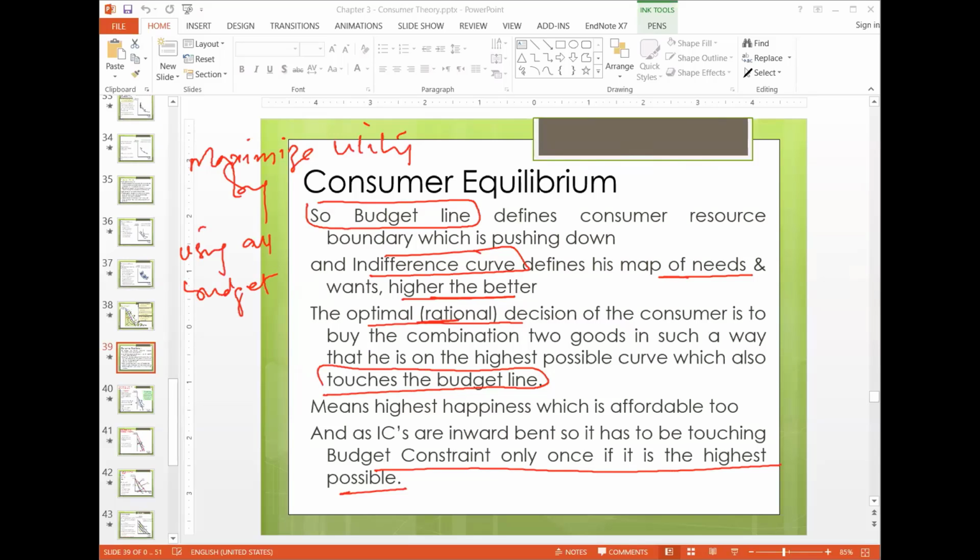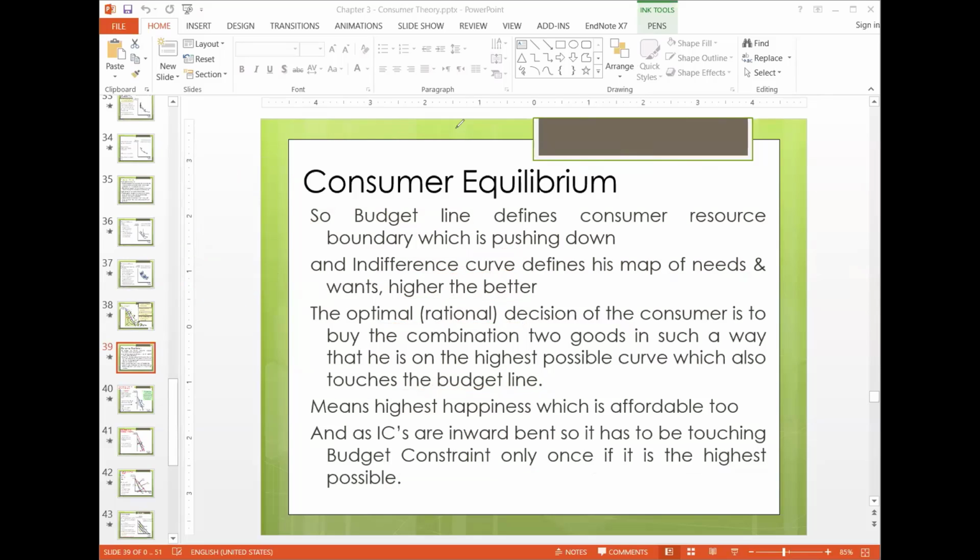So this was the section for today. Hopefully you understood the discussion. In the next session we'll talk about the logic of how the indifference curves and budget line are drawn together for the consumer equilibrium.